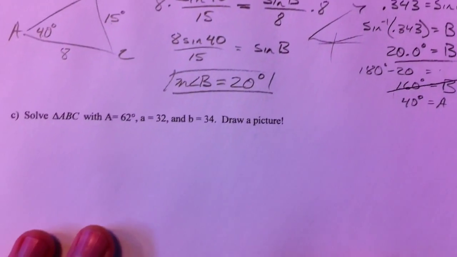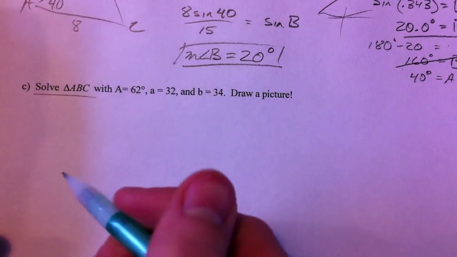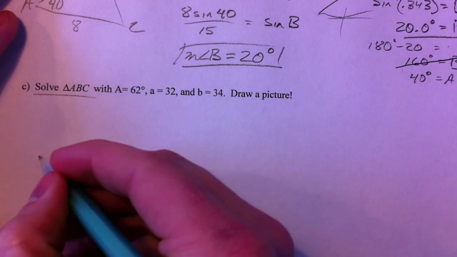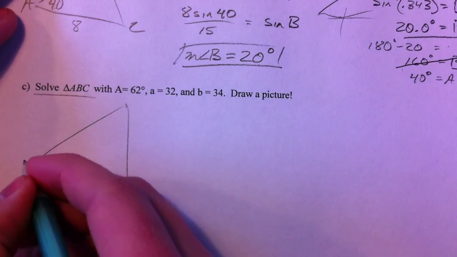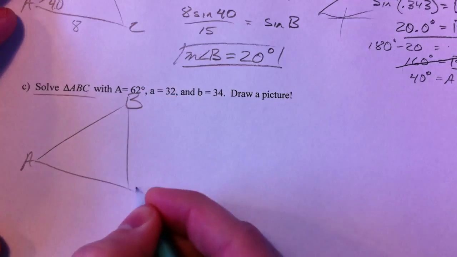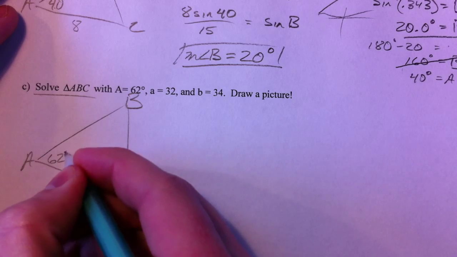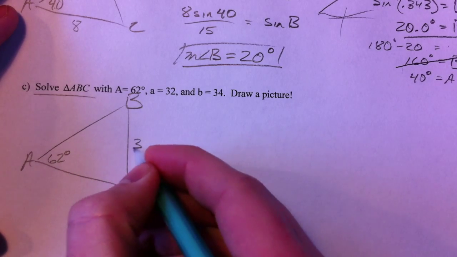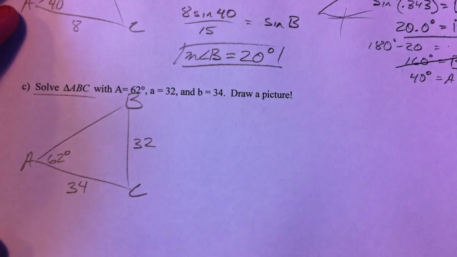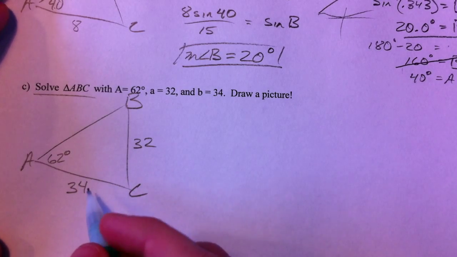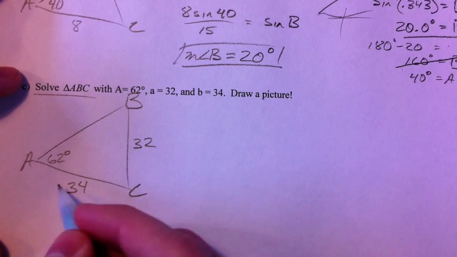So, next problem. This time we're trying to solve for triangle ABC, and what that means is we're going to find every single missing part. Most of the triangles I draw just look like equilaterals. I don't try to draw them to scale because it just takes longer. B is 34. Notice in this case we have side-side angle again.